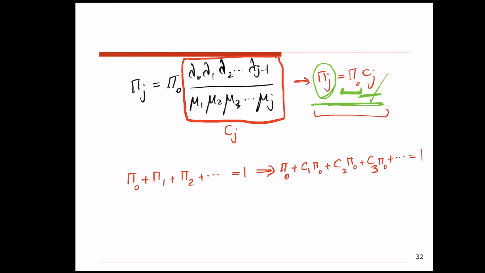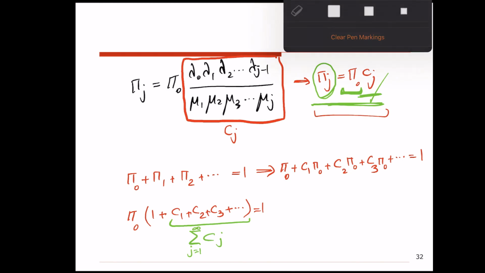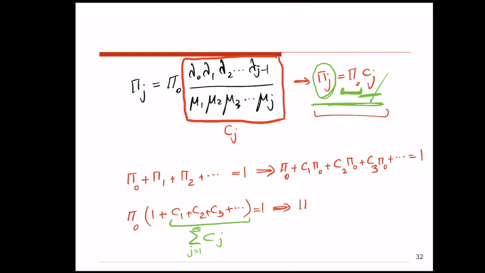equals 1, right? So now I can take pi 0 out, so this is going to be pi 0 multiplied by 1 plus C1 plus C2 plus C3 plus all the way to infinity equals 1. I can write this as a summation of the Cj, j going from 1 to infinity. As a result, pi 0, which is the one that I want to find, is 1 over 1 plus sigma Cj, j from 1 to infinity.